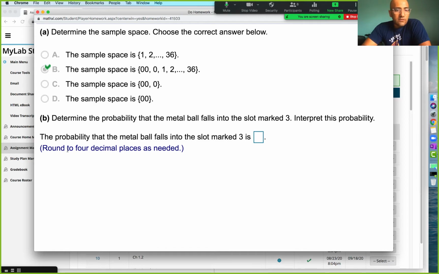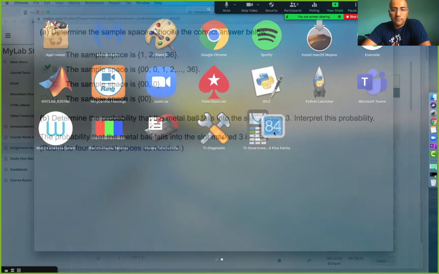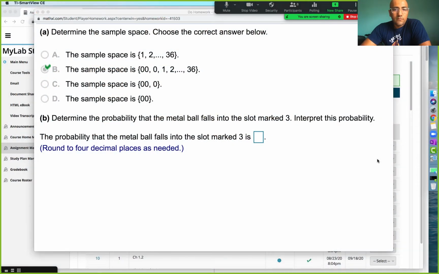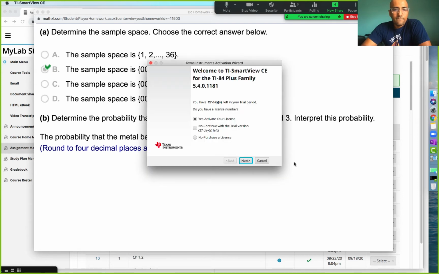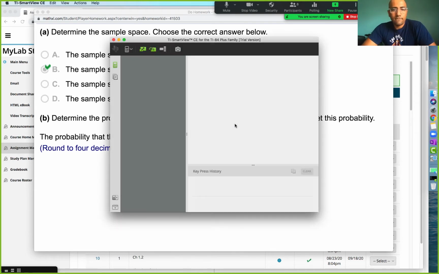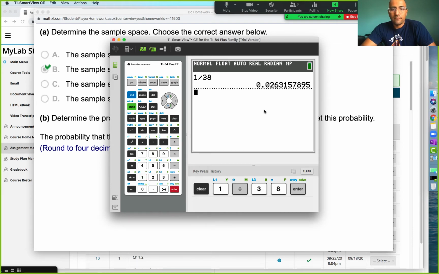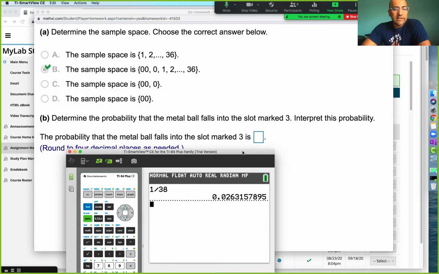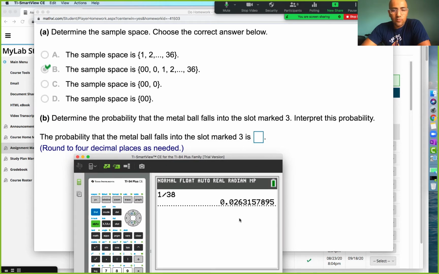Good. Now it says round to 4 decimal places as needed, so let's get our trusty calculator out and divide 1 divided by 38. Clear that. 1 divided by 38. There. So this is the decimal result, and it says to leave it as a decimal. It doesn't say to write it as a percentage. So there's our answer, and it says round to 4 decimal places as needed.